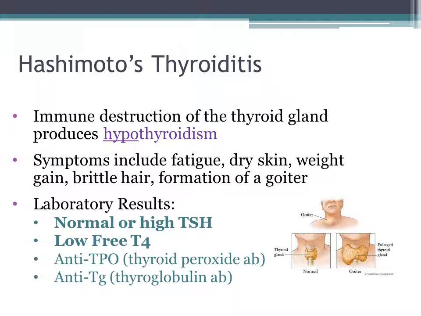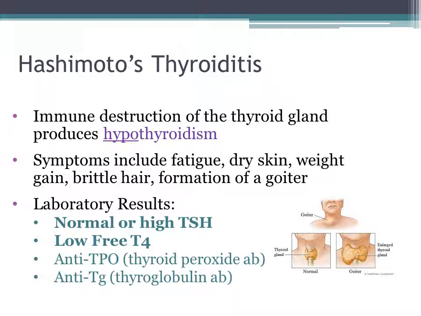Hashimoto's thyroiditis is caused by the immune destruction of the thyroid gland, which leads to hypothyroidism. Symptoms include fatigue, dry skin, weight gain, brittle hair, formation of a goiter, or an enlarged thyroid. In the lab, we might see normal TSH levels or high TSH levels as the tissues respond to the lack or the diminished amount of thyroid hormones. They're sending the message, hey, tell the thyroid to send more. And so those TSH levels go up.